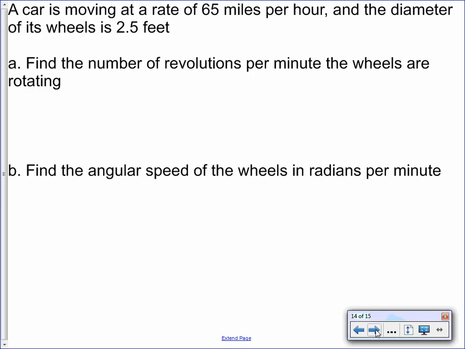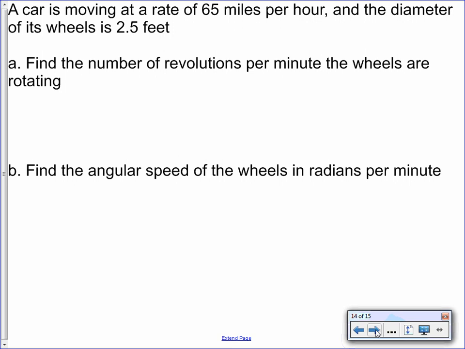Okay, last example. A car is moving at a rate of 65 miles per hour and the diameter of the wheel is 2.5 feet. Find the number of revolutions per minute that the wheels are rotating. Okay. How do we do that? We don't have enough information, do we? If I want RPMs, I need angular velocity, correct? So find the angular speed of the wheels in radians per minute. We need that first, don't we? I'm doing this because this happens in your homework.